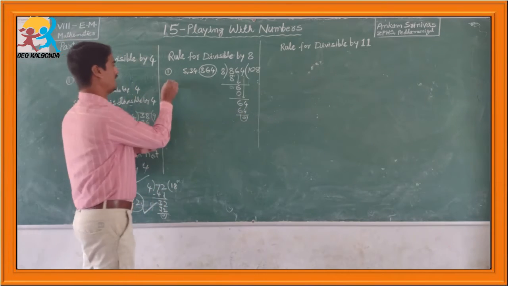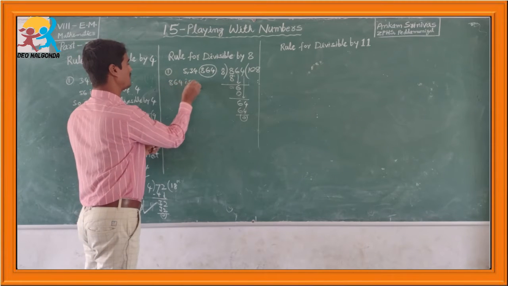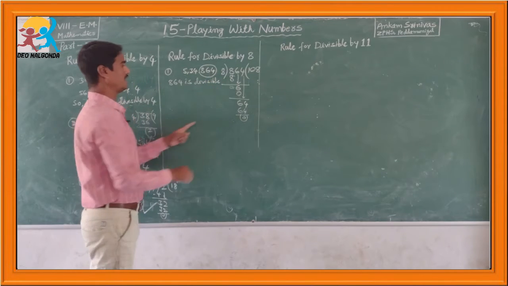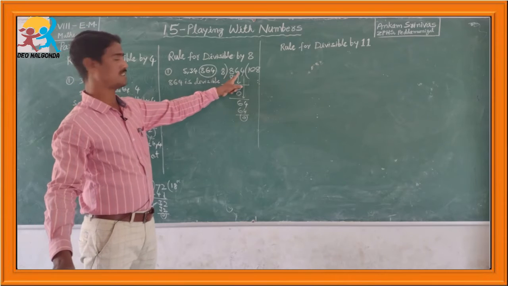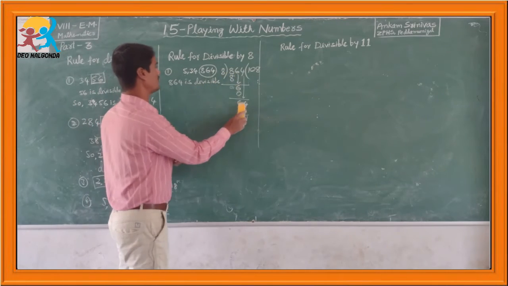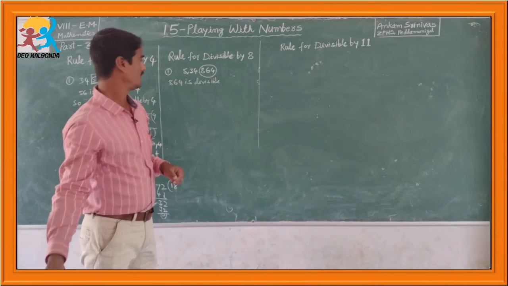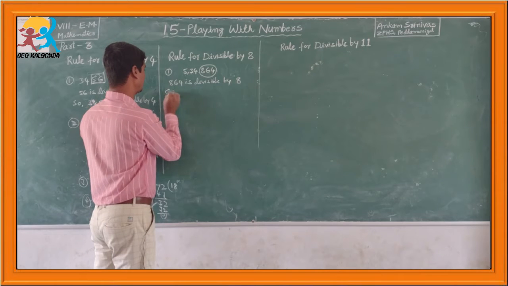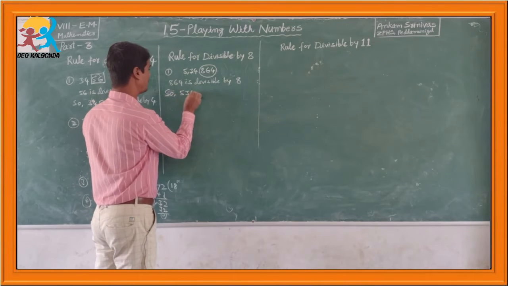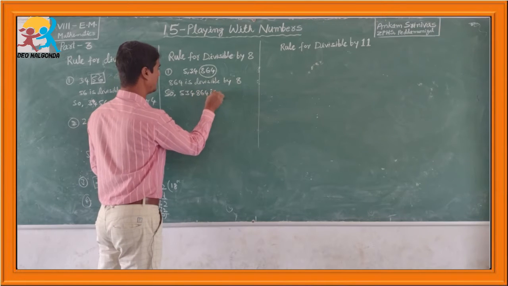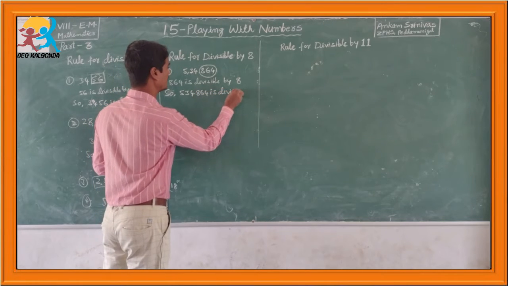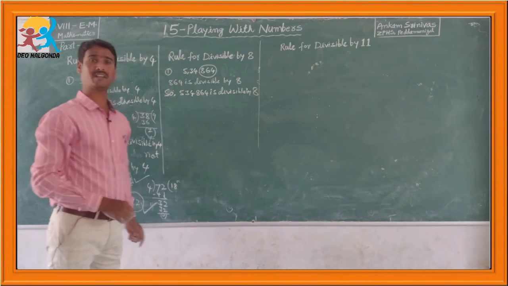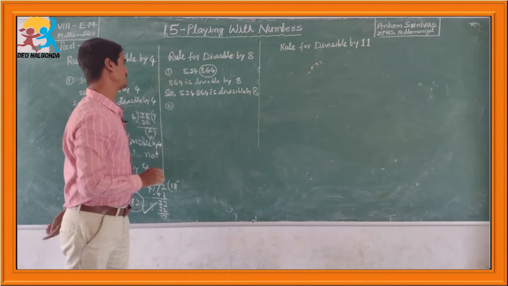So 864 is divisible by 8. Yes or no? 864, the last 3 digit number, is divisible by 8. So the given number is also divisible by 8. So the given number 5,34,864 is divisible by 8. Divisible by 8, my dear children. Very easy. And take another problem.